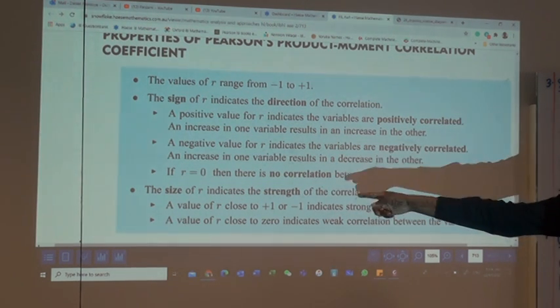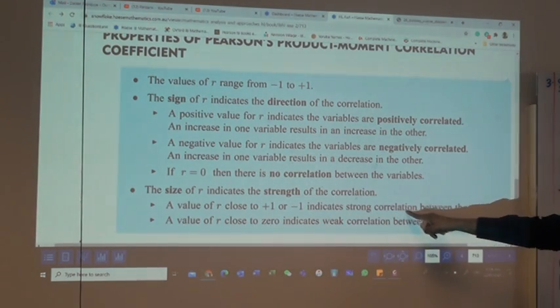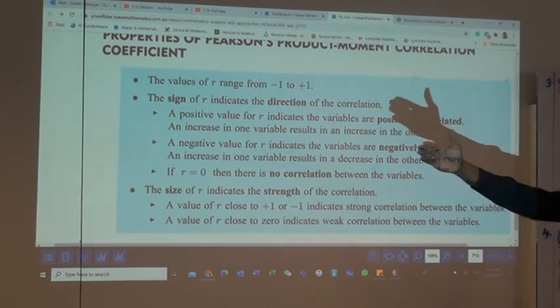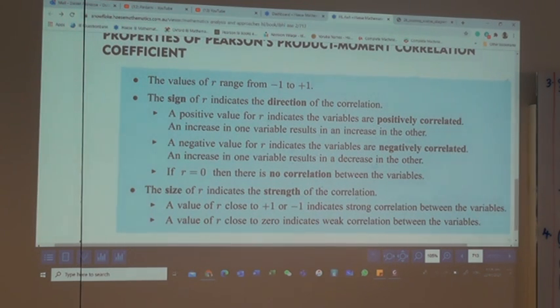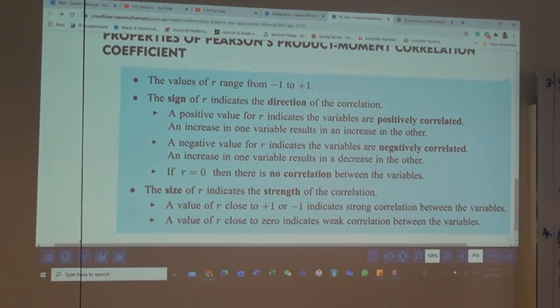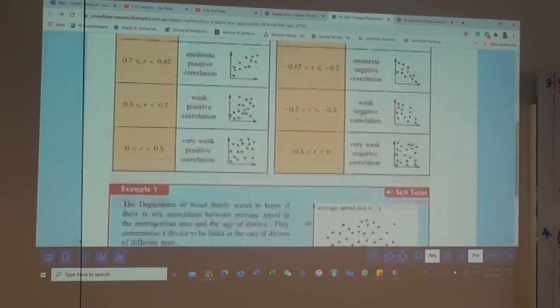Okay? Look at this. A value of R close to this indicates a very strong correlation. It's a strong correlation between the two variables, close to 1. And the one close to 0 indicates weak correlation. It could be positive weak, it could be negative weak. Do you understand? It could be positive strong, it could be negative strong, depending on how close it is to plus or minus 1 or 0. Now, this is the table which I think I'll print for you. You can stick it in your notes.